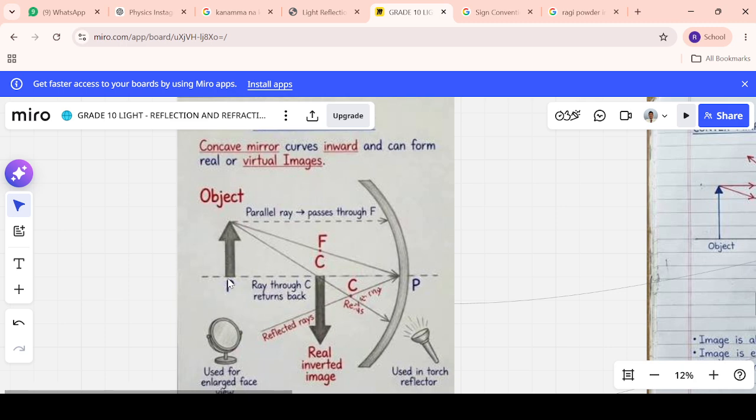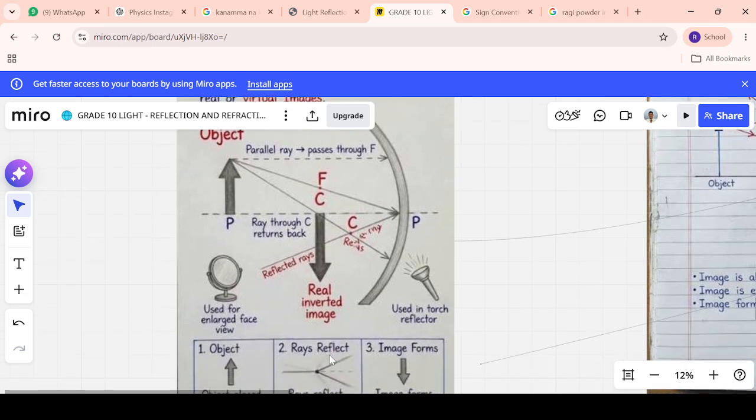So when you have placed the object P over here, a ray parallel to the axis we will always take. Now two rays are there. One ray is passing through the optical center and another ray is passing through the center of curvature, C for center of curvature. As it is passing through the optical center, it comes back undeviated. When it is passing through the center of curvature, see both the rays are meeting over here. So at this point you are going to get the real inverted image.